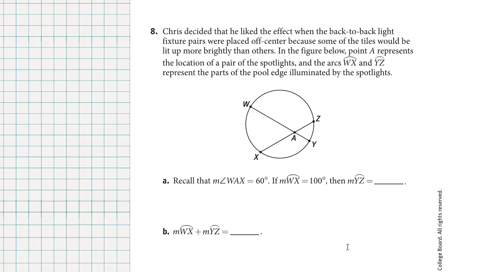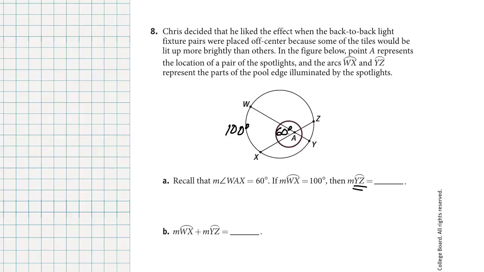Let's look at another example, number 8. In the figure below, we have some intersecting chords. Let's say that the measure of angle WAX is 60 degrees and that the measure of arc WX is 100 degrees. How much is arc YZ?